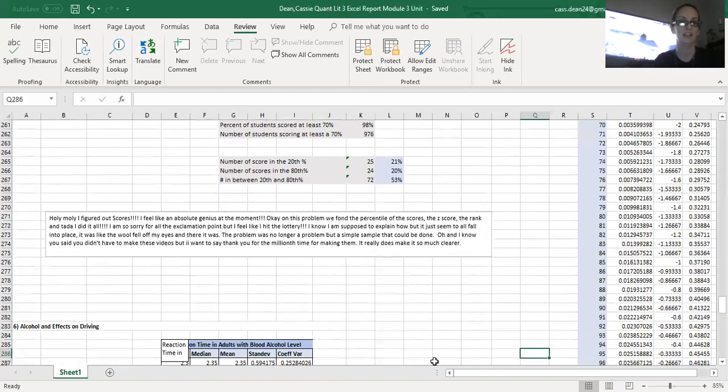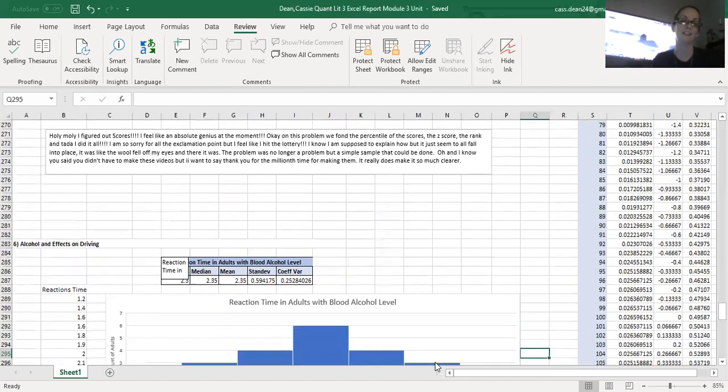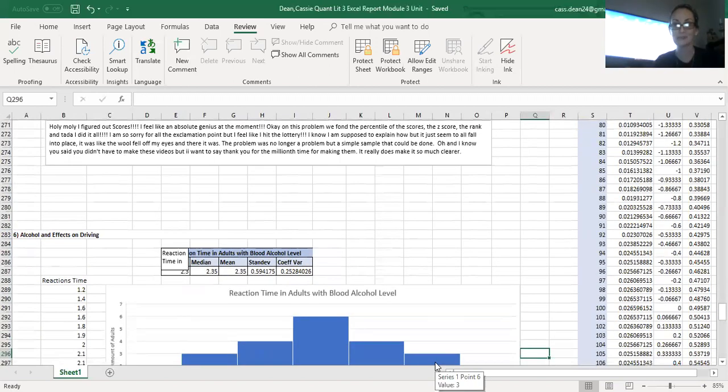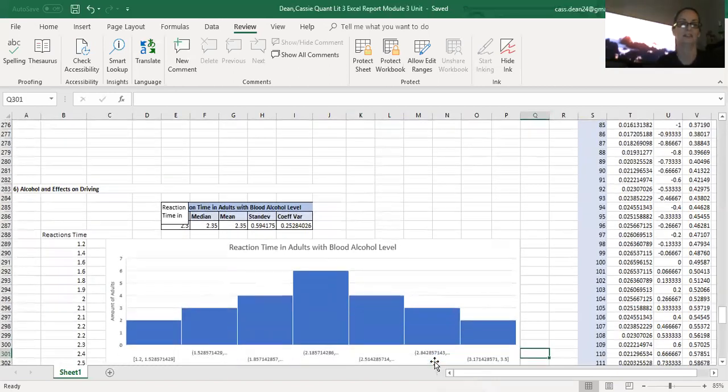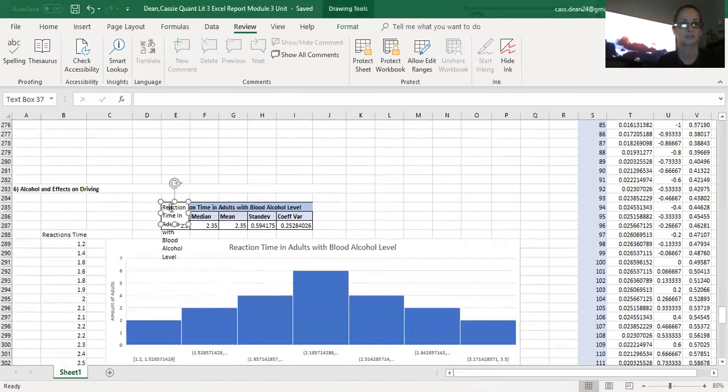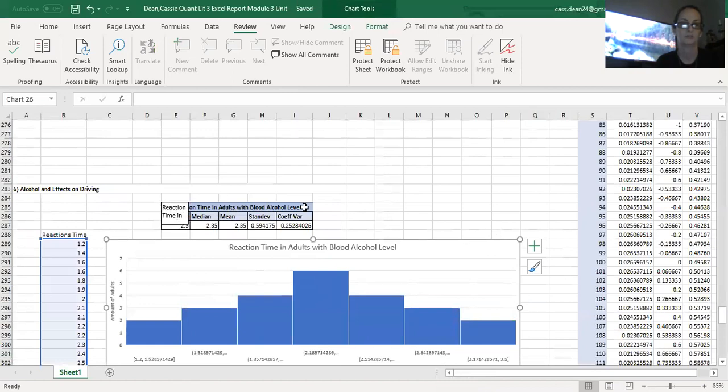And then alcohol and the effects on driving. Boy, I really like this one. I don't know why I like this one. Oh, why is my reaction time all messed up there? I'll have to fix that.